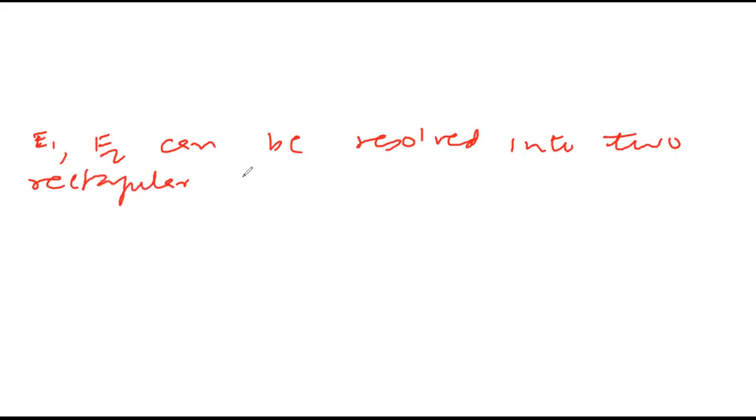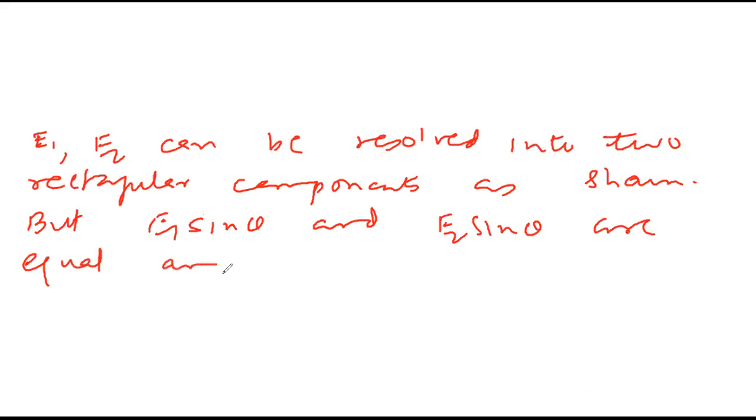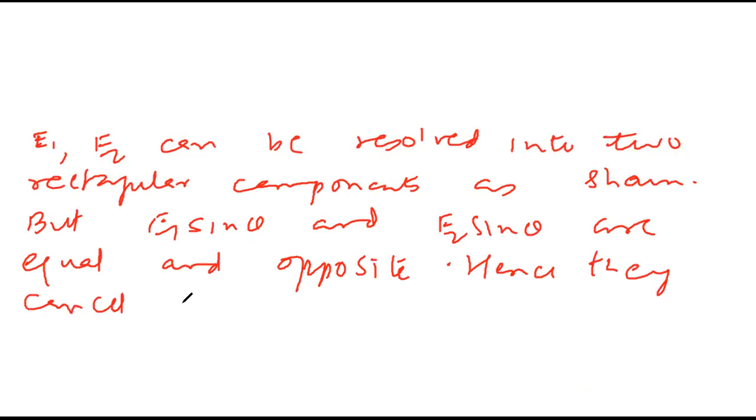E1, E2 can be resolved into two rectangular components, as shown. But E1 sin theta and E2 sin theta are equal and opposite. Hence, they cancel each other.